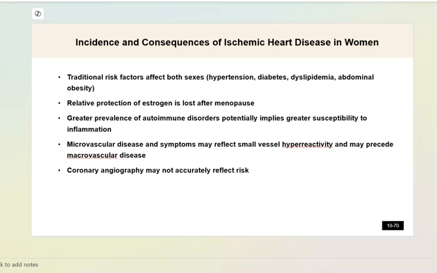This is talking about the incidence and consequences of ischemic heart disease in women. Remember that we're thinking they have more microvascular disease and symptoms. So they may have microvascular disease before they have the macrovascular disease. If you do a coronary angiograph, it may not accurately reflect the risk because it doesn't catch the microvascular disease. So we have to pay attention to this past our traditional risk factors.